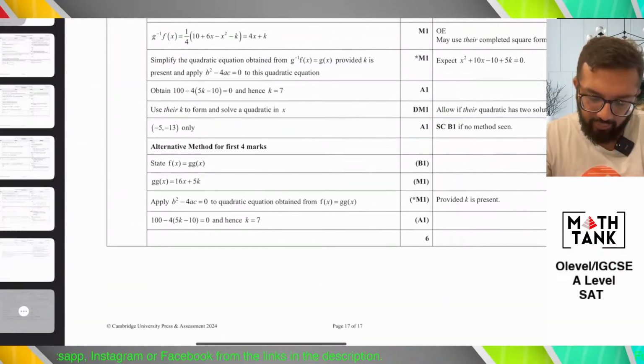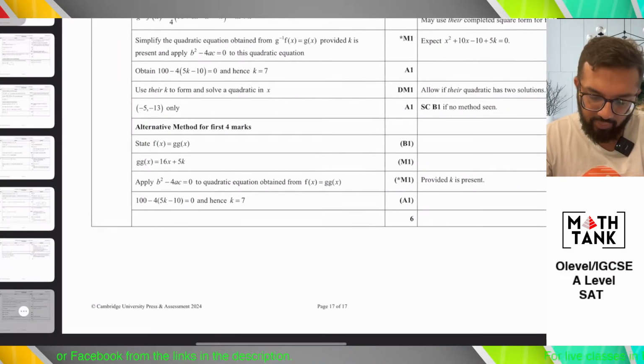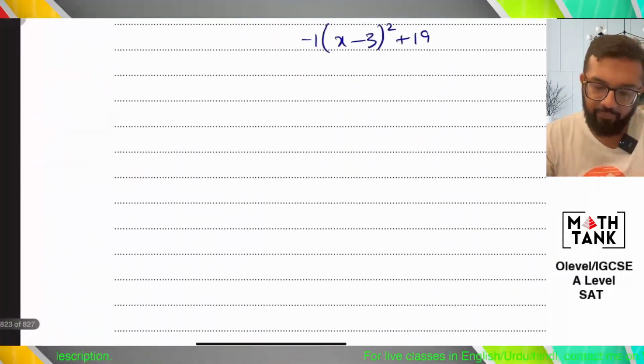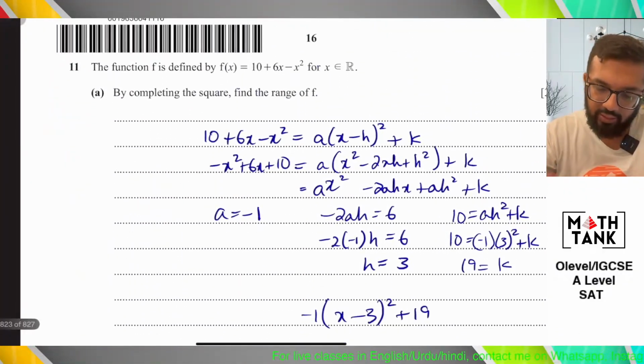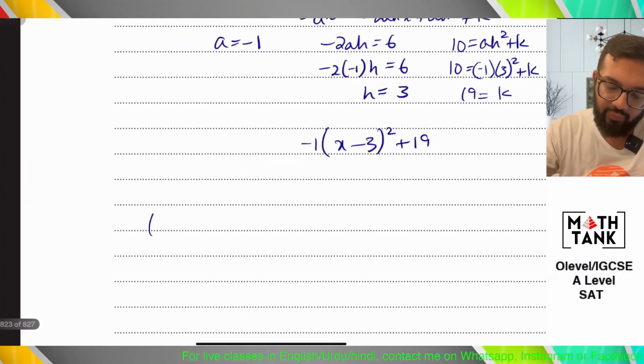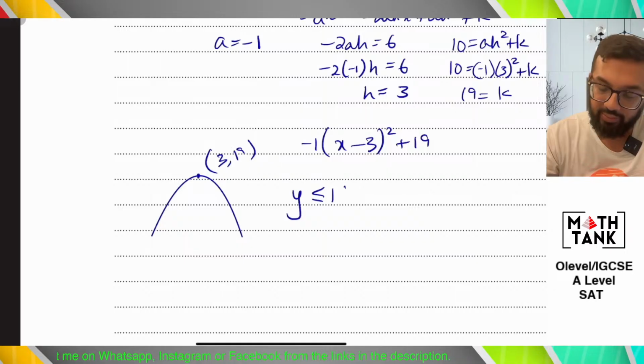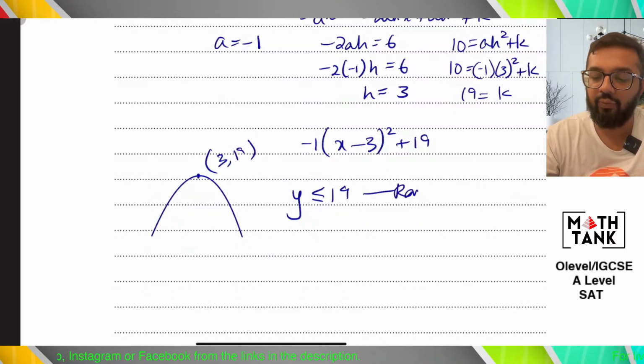Okay, I haven't told you the range in the previous question. That's what I've forgotten to do. Minus 5, minus 13. That is correct. Okay, given that I forgot to calculate the range, since it says all real values, this curve is going to look like a sad face. The turning point is going to be 3 comma 19. So y is less than or equal to 19, the range of the function.